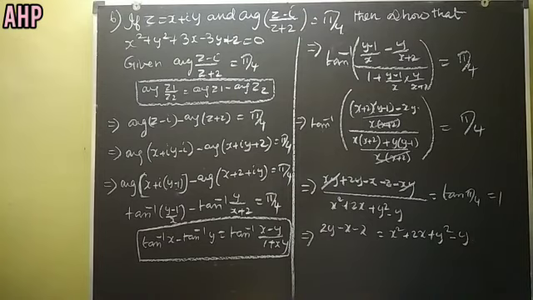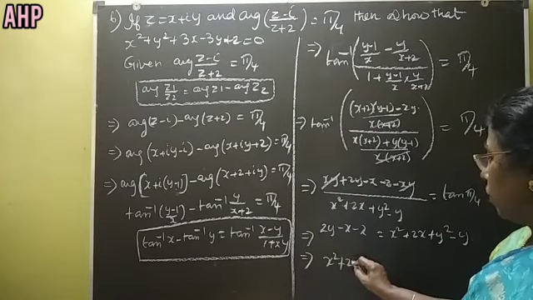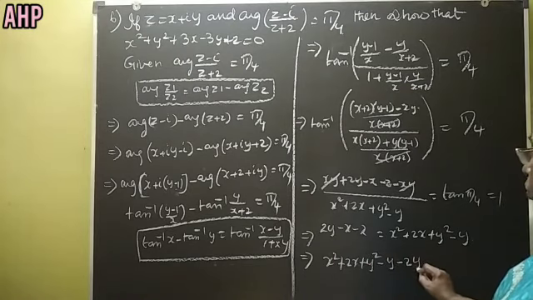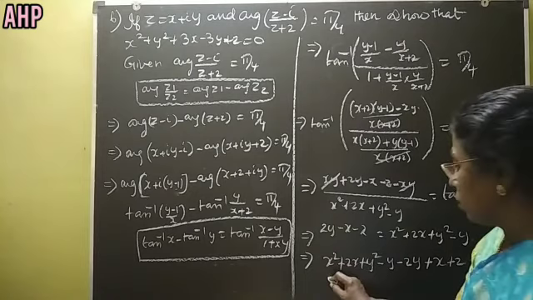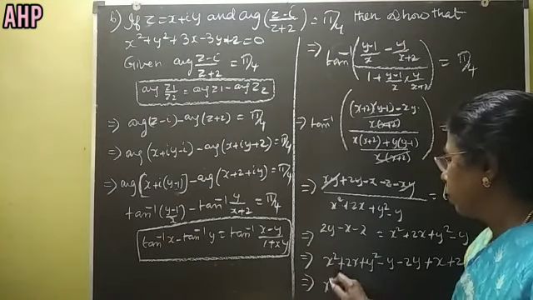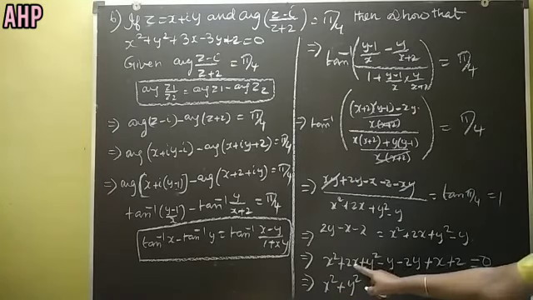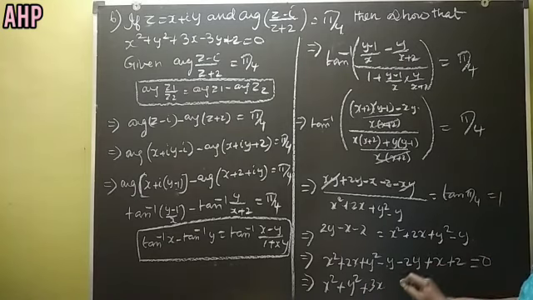Taking everything one side, this gives you x square plus 2x plus y square minus y minus 2y plus x plus 2 is equal to 0. So simplifying this, you get x square plus y square. Next we have 2x plus x gives you plus 3x, minus y minus 2y gives you minus 3y, plus 2 is equal to 0.